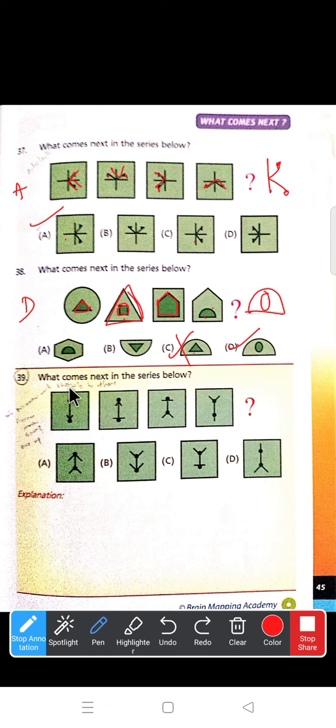Coming to the 39th one, what comes next in the series below? If you observe this one, in each and every figure you have only one arrow mark, either in this direction or in this direction. So in the given options which have only one arrow mark, children, are option C and option D. But if you observe, in these two you have sleeping lines, but the next modification of this figure should not have any sleeping line or standing line. But in this figure you have a sleeping line, so it is not the option. Option D is the correct one. The 39th one is option D.